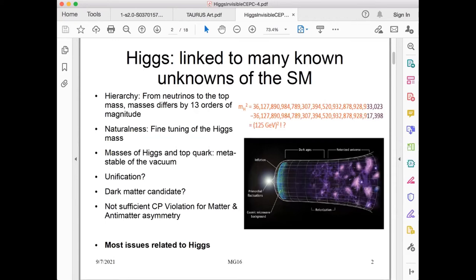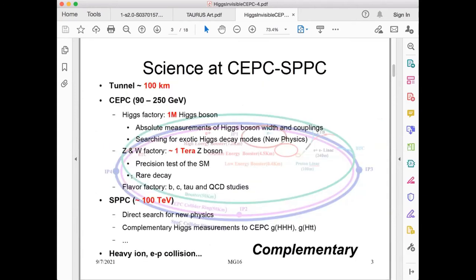So that basically motivated a lot of the future collider studies, including the CEPC and SPPC project. This CEPC and SPPC project is a circular collider. And on page three, we simply listed a few fundamental orders of magnitude of this facility. The main circumference of the tunnel will be of the order of 100 kilometers.